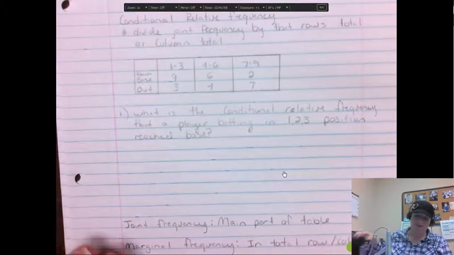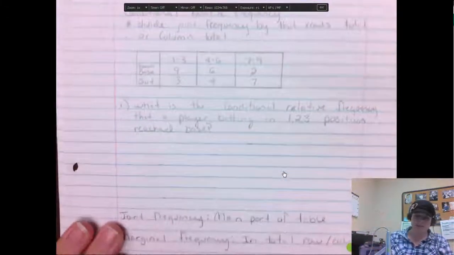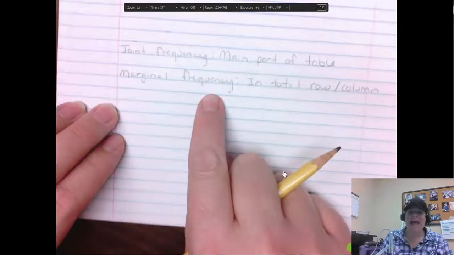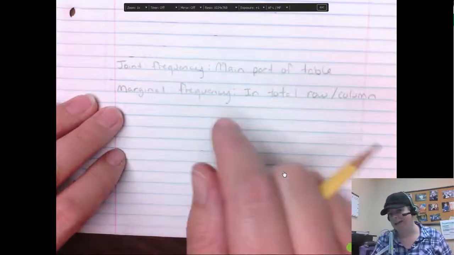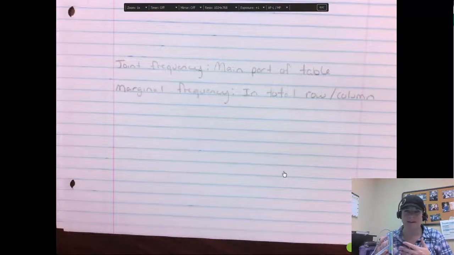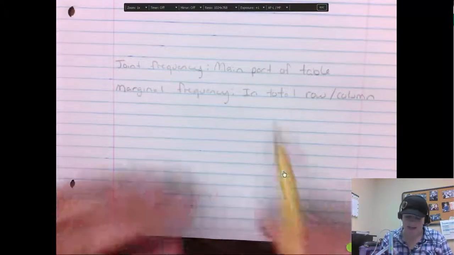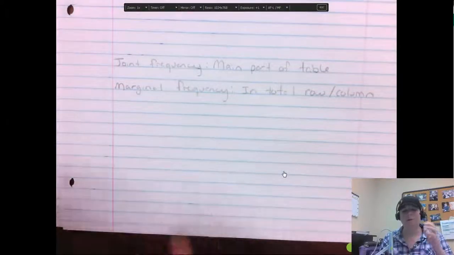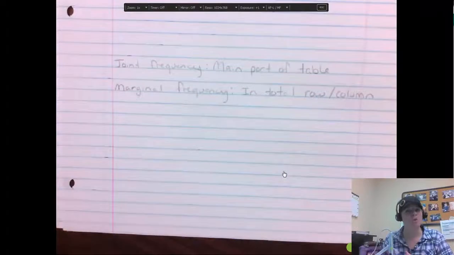In the relative frequency table, you're asked questions in your homework that could be a little bit confusing. The homework could ask for joint frequency or marginal frequency, and what they're asking you is to find those connections with the decimal or the percent. The joint would be part of that main table, so you don't really see the totals. Marginal would include those total rows.